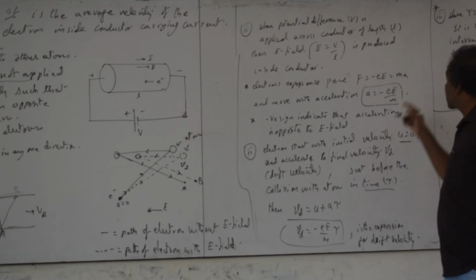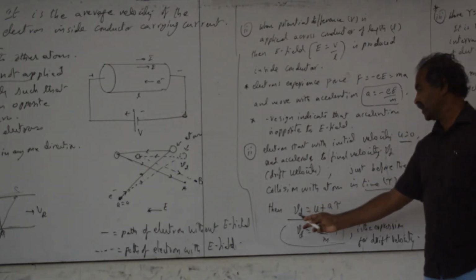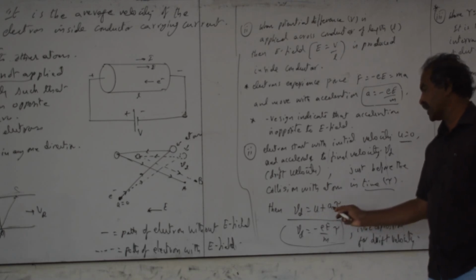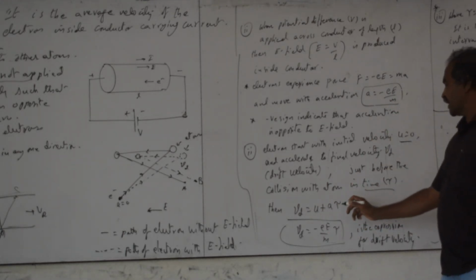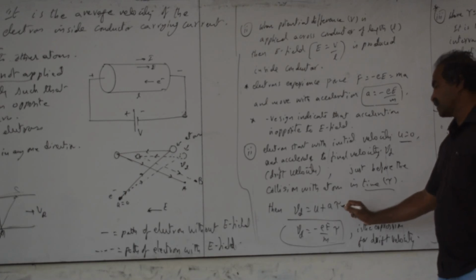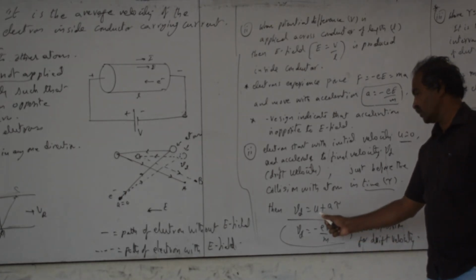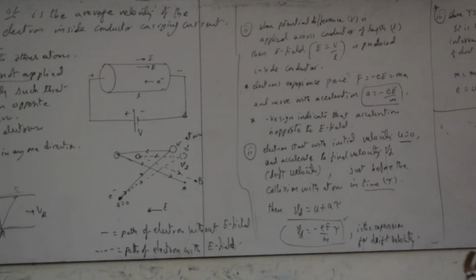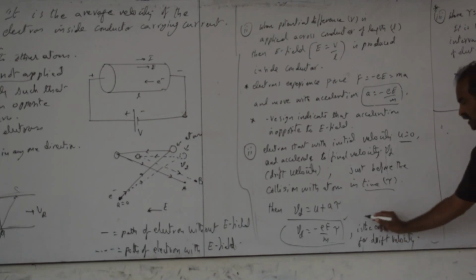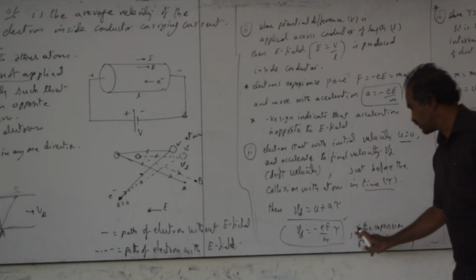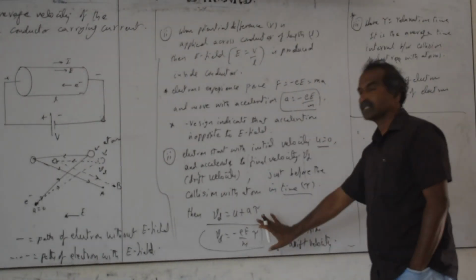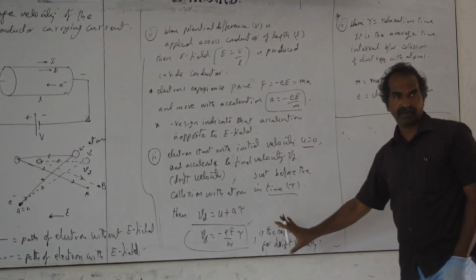What is tau? I will explain it later. Then vd equal to v equal to u plus at, the equation of motion. u is 0, acceleration is minus eE by m, and time is tau. So vd becomes equal to minus eE tau by m. This formula you need to remember. Here is the expression for drift velocity. Writing this is not compulsory in the examination, but for examination purposes we are deriving this expression.